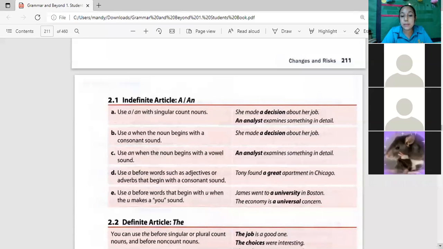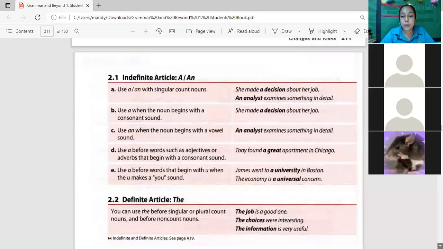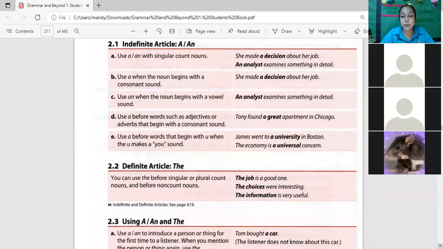Use a before words that begin with U when the U makes a you sound. James went to a university. Universal, it's different, the pronunciation. So if the word begins or makes a you sound, you use the article a. James went to a university. But maybe you say, teacher, the rule says that if a word begins with a vowel, we use an. Yes, but this one is an exception. James went to a university, because the sound is you. You use the article a. A universal. Now, we have the definite article the.